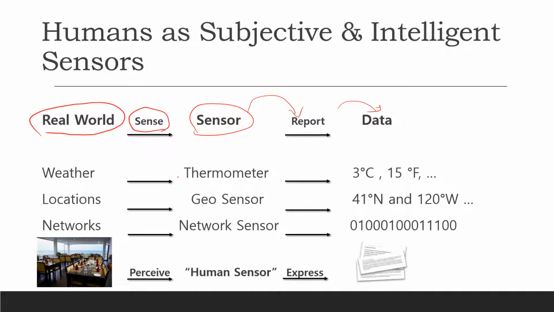Similarly, whenever you are using a thermometer, that is a sensor. That sensor senses the weather conditions, and then it reports the temperature in Celsius. A similar thing happens in our body. Our skin senses how hot the weather is today or how cold the weather is now.